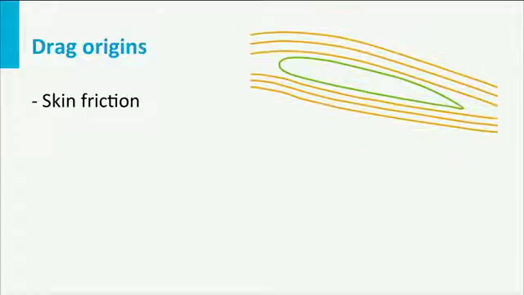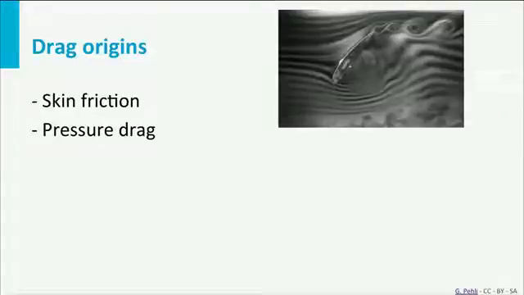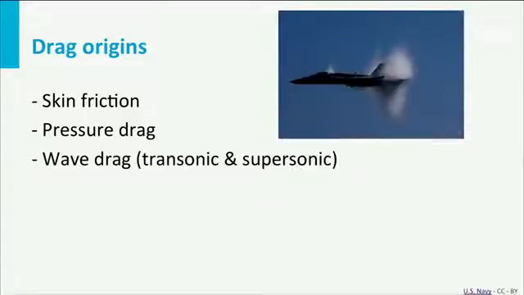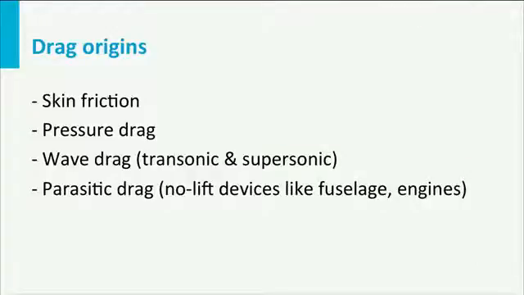In this slide, you can see different types of drag. First, we have the skin friction, when the air glides over the wing surface. Secondly, we have the pressure drag, creating pressure differences and inducing a turbulent flow and vortices. Then there is the wave drag, which is the drag induced by shock waves of an aircraft. Look at the shock waves for this fighter jet, which become visible due to condensation of air. This type of drag is specific for transonic and supersonic flights. Finally, we have the parasitic drag of all components not contributing to the lift of the aircraft.